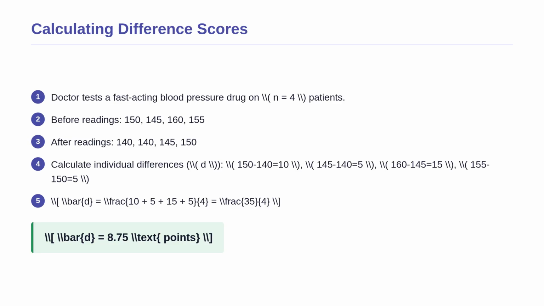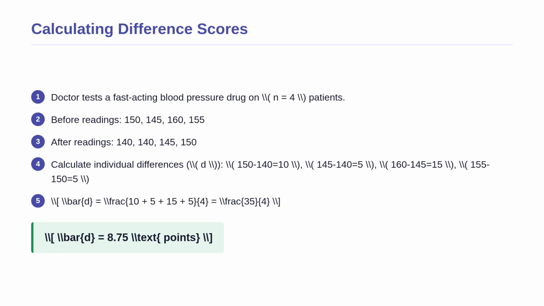Let us see the paired t-test in action with a clinical example. A doctor tests a new drug to lower blood pressure on 4 patients, measuring them before and 1 hour after giving the drug. Because we are measuring the exact same 4 patients twice, our first step is to calculate the difference for each individual. We subtract the after score from the before score.